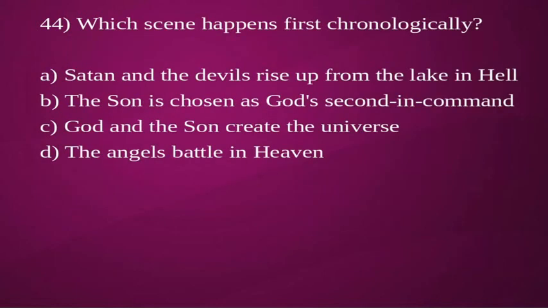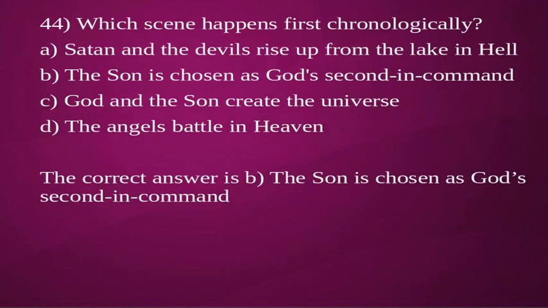Question number 44 is, which scene happens first chronologically? Option A, Satan and the devils rise up from the lake in hell. Option B, the Son is chosen as God's second in command. Option C, God and the Son create the universe. And option D, the angels battle in heaven. The correct answer is B, the Son is chosen as God's second in command.